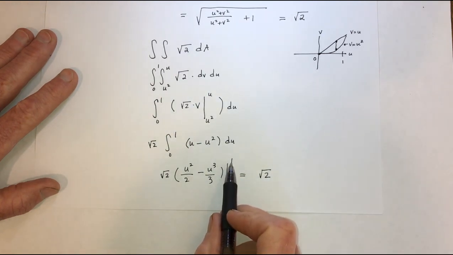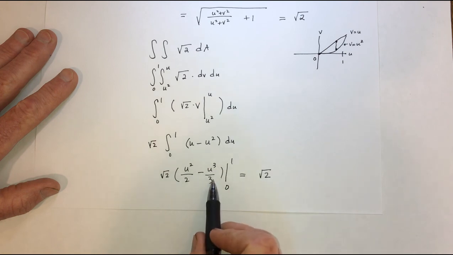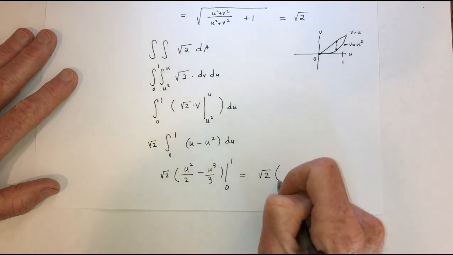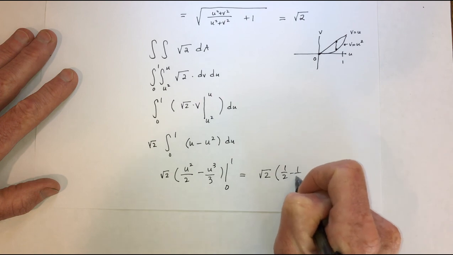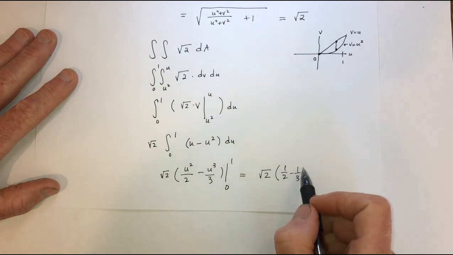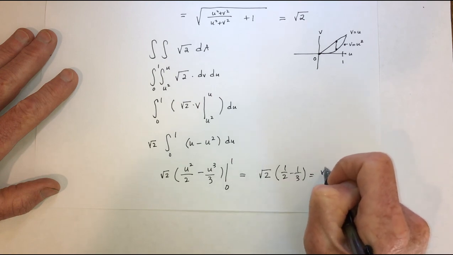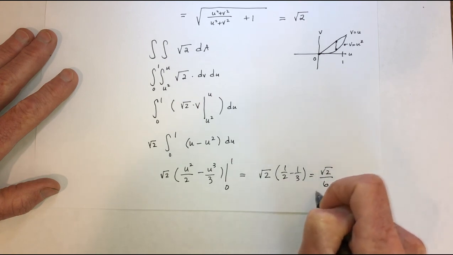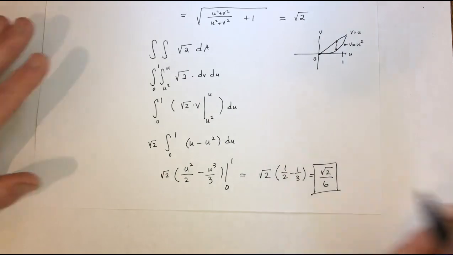So finally, this would be 1/2 minus 1/3, and then minus 0. 1/2 minus 1/3, so that would be 3 minus 2, so that's 1/6. So finally, it's radical 2 over 6. Ta-da!